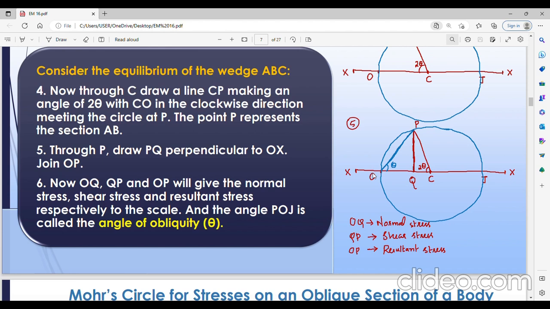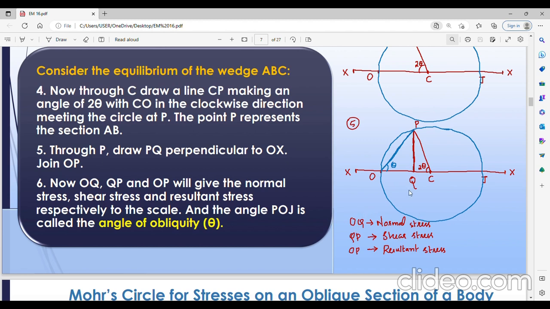If you are measuring this OQ, for example, if OQ is 5 centimeter, then taking the entire thing, this OJ we have drawn to scale, right? 1 is to 10 is the scale ratio. Then we can take OQ as 5 into 10, that is 50 Newton. Like that, by converting the length of this particular line to the scale, it will give you the corresponding stresses.